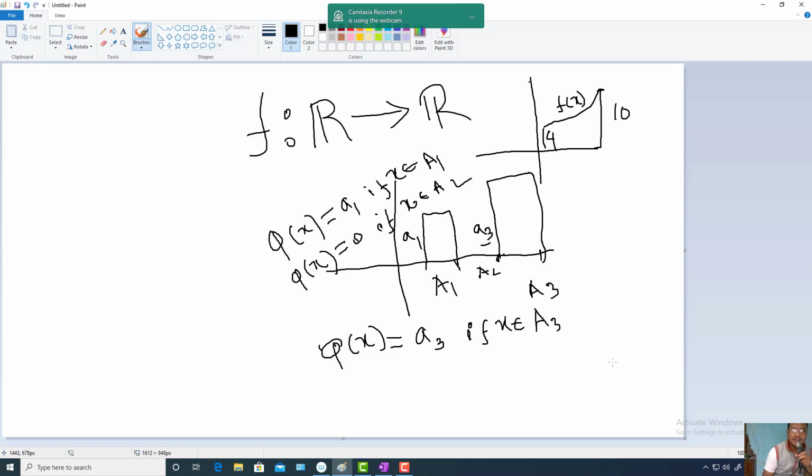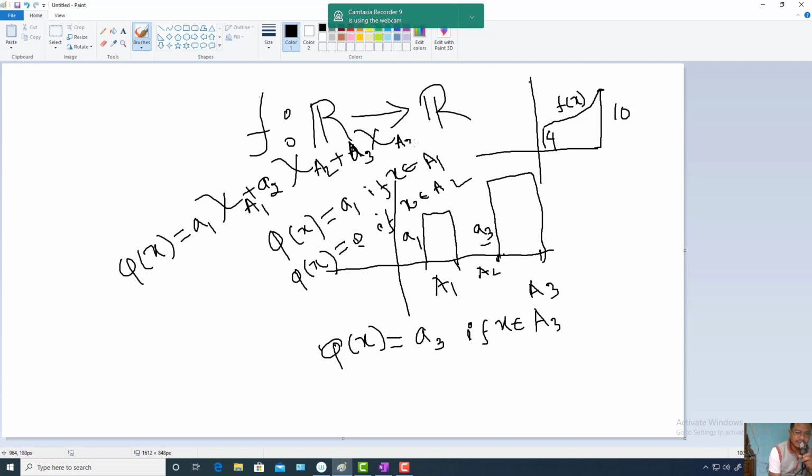Then you can write phi x is equal to small a1 chi A1 plus small a2 chi A2 plus small a3 chi A3. You can write it like this.